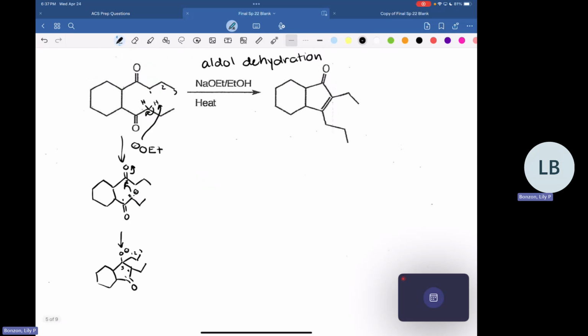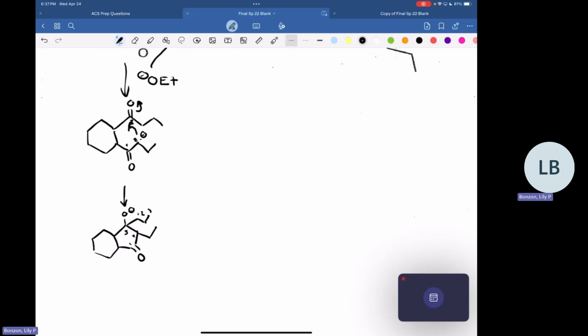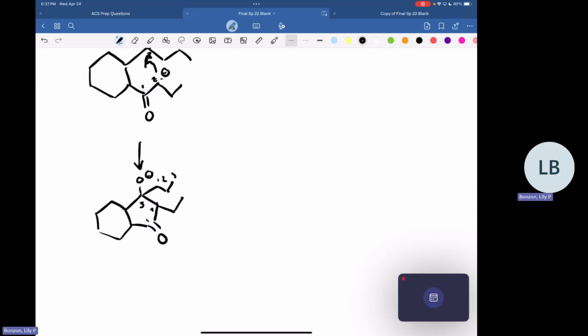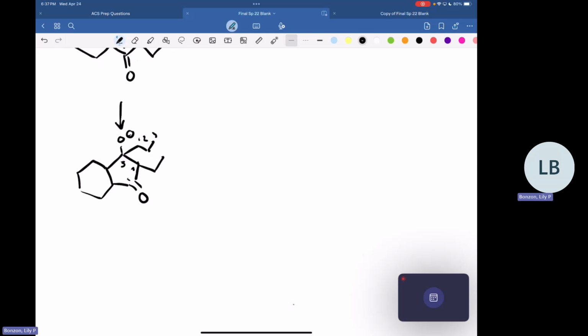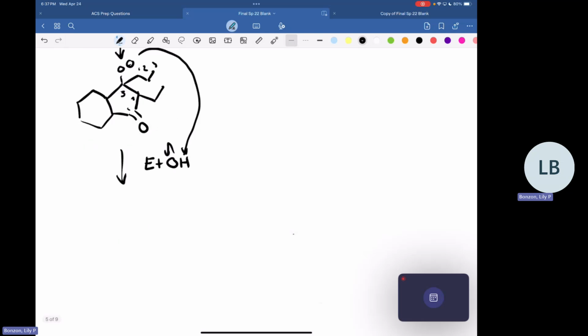So now we just need to figure out how to get rid of one of those carbonyls. So we have this O-, and we also have EtOH in our solution. So this O- is going to protonate itself with that, and we're going to get an alcohol.